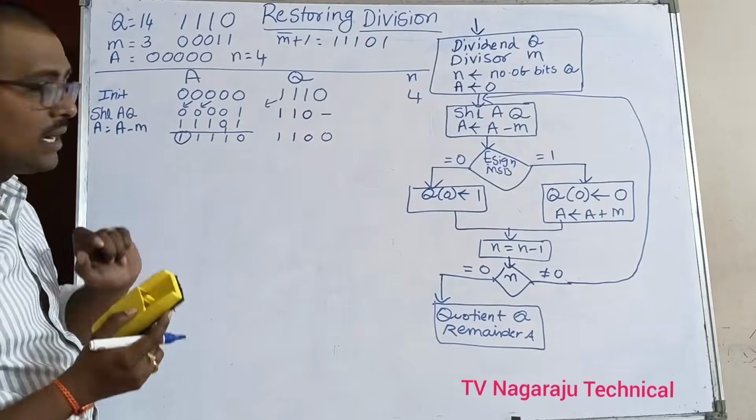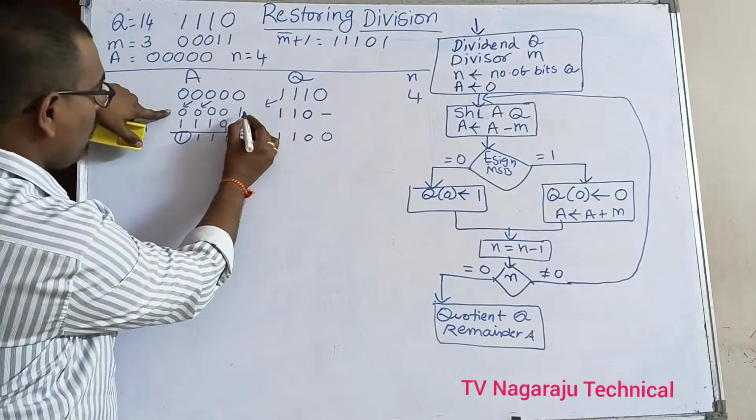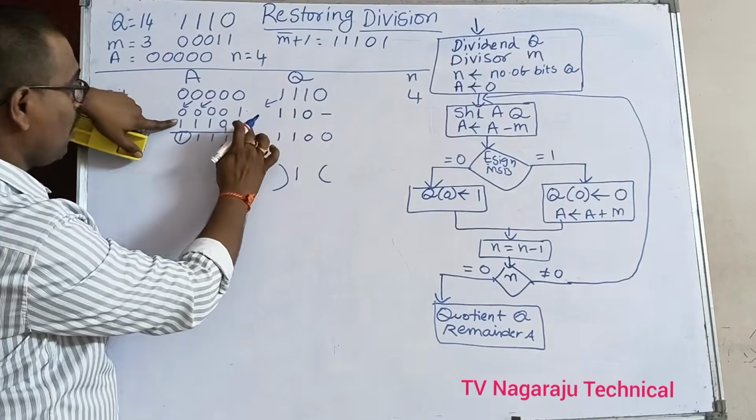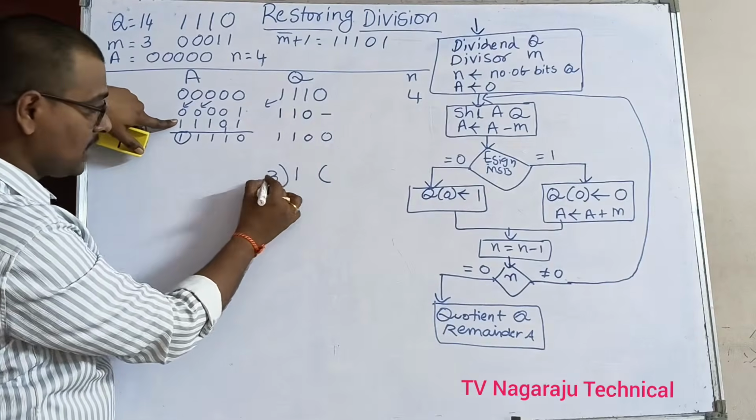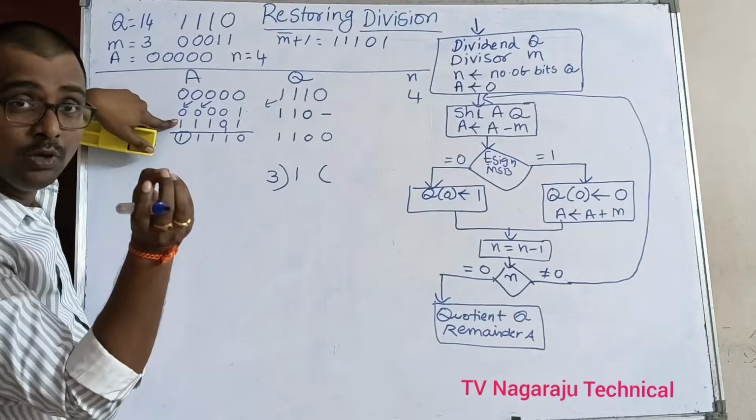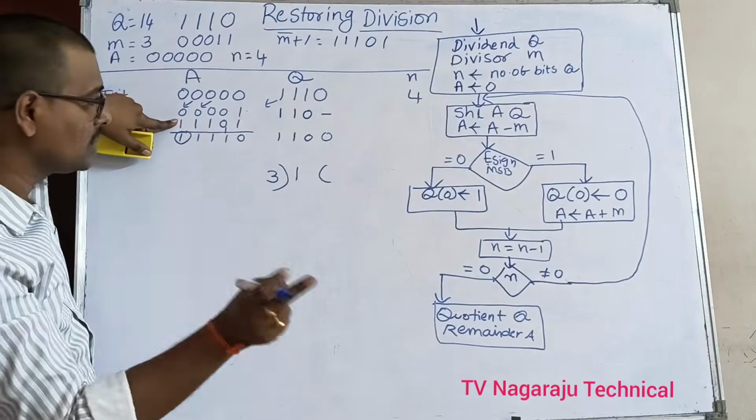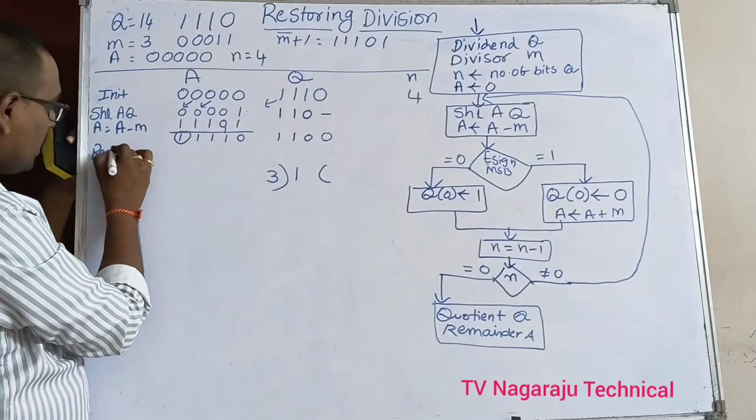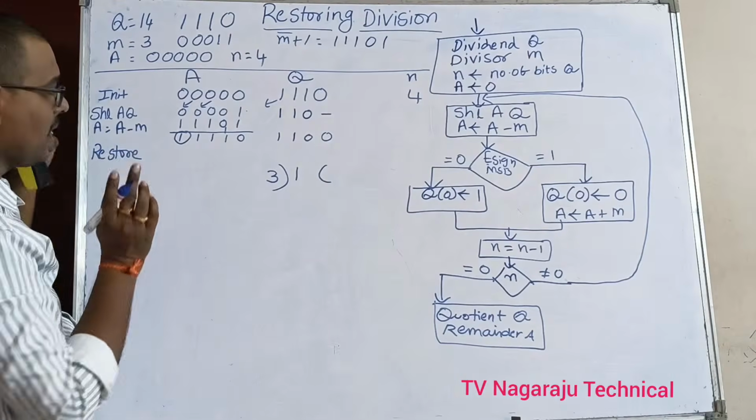Now if you understand carefully what happened, what is the above decimal number? The decimal number is 1. What is my divisor? Divisor is 3. Is it possible to divide? No. It is not possible to divide. Simply place 0 and the next step is restore A value.